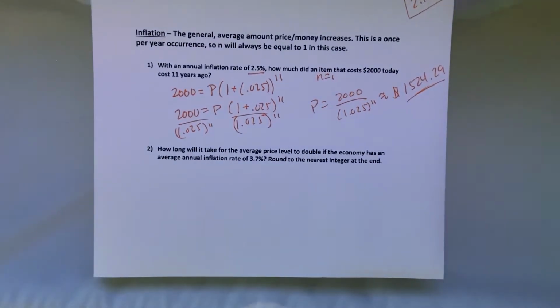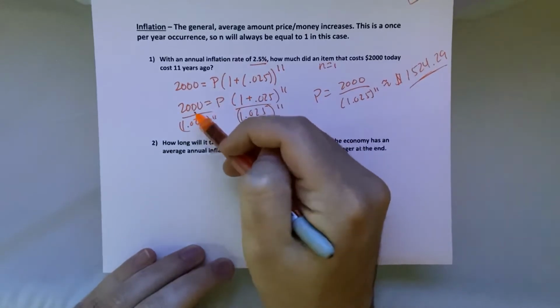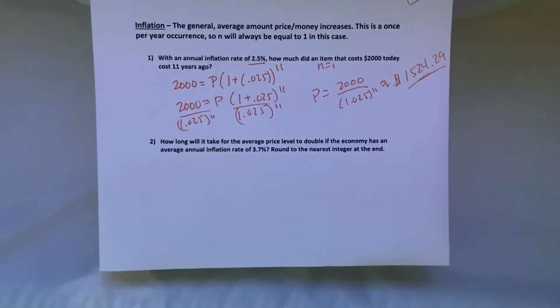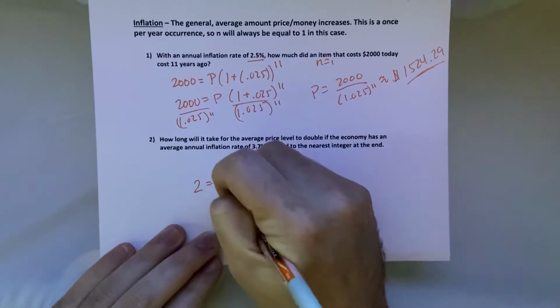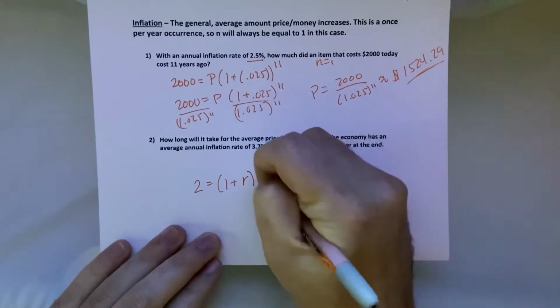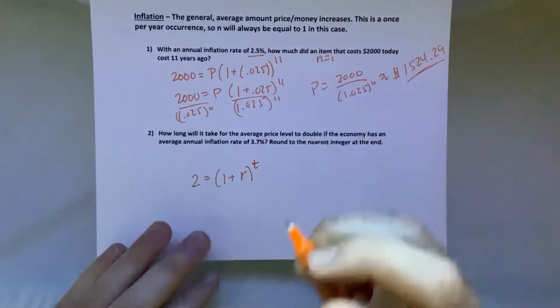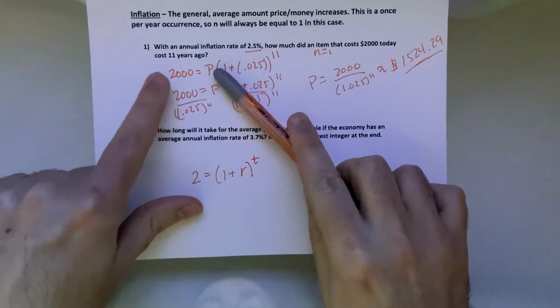How long will it take the average price level to double if the economy has an overall annual inflation rate of 3.7%, round to the nearest integer? Okay, so the idea of the price level doubling, you can just choose a random price, current value and future value, but the easiest way to do it is 2 equals 1 plus R to the T. The reason for that is it doesn't matter what price you choose.